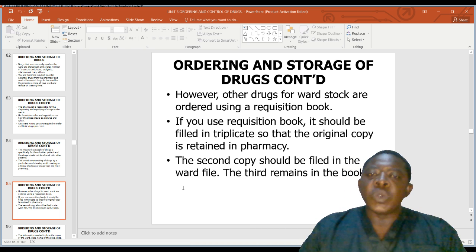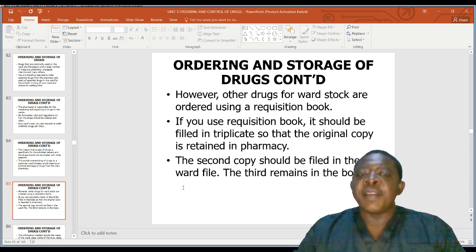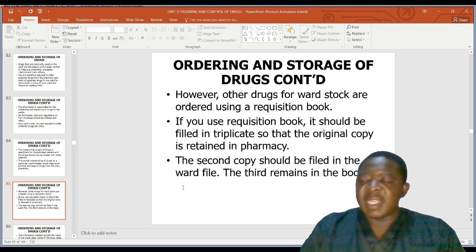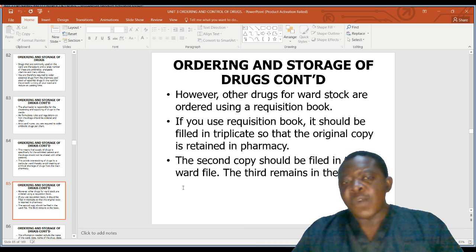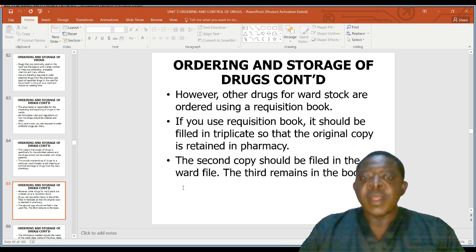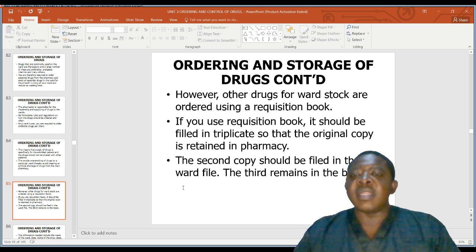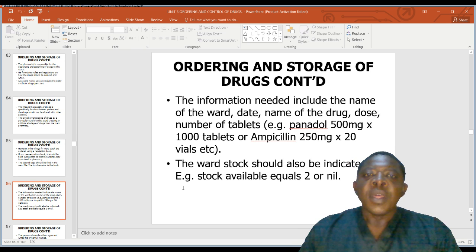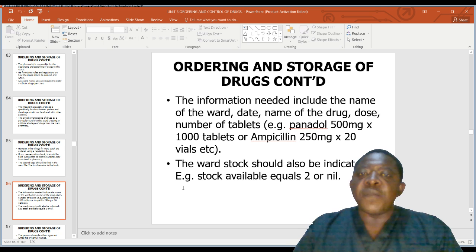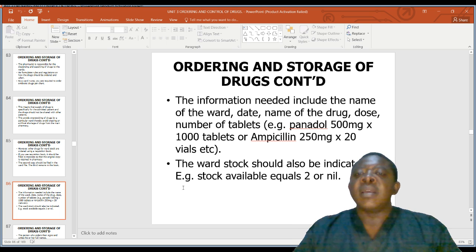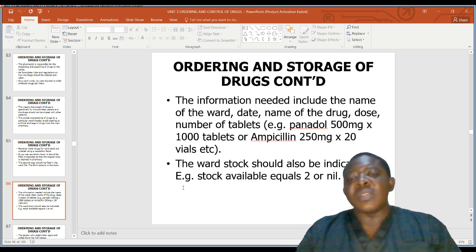If you use a requisition book, it should be filled in triplicate so that the original copy is returned to the pharmacy for accountability's sake. The second copy should be filed in the ward file, and the third remains in the book. The information needed includes the name of the ward, date, name of the drug, dosage, and number of tablets that were ordered. The ward stock should also be indicated, whether the stock available is equal to or new, and the like.